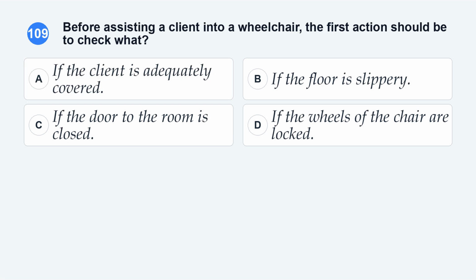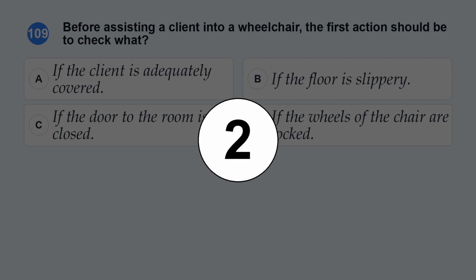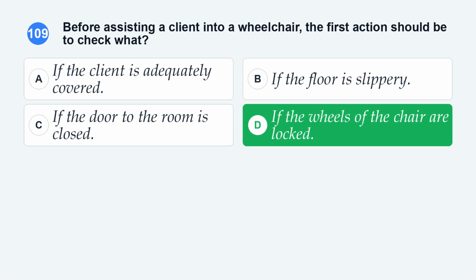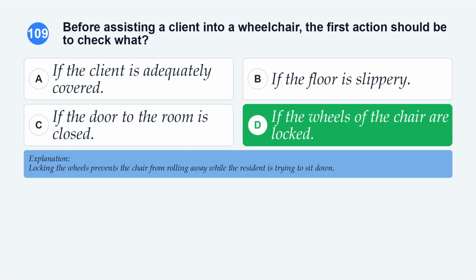Question 109. Before assisting a client into a wheelchair, the first action should be to check what? Option A. If the client is adequately covered. Option B. If the floor is slippery. Option C. If the door to the room is closed. Option D. If the wheels of the chair are locked. The correct answer is option D. If the wheels of the chair are locked. Explanation. Locking the wheels prevents the chair from rolling away while the resident is trying to sit down.